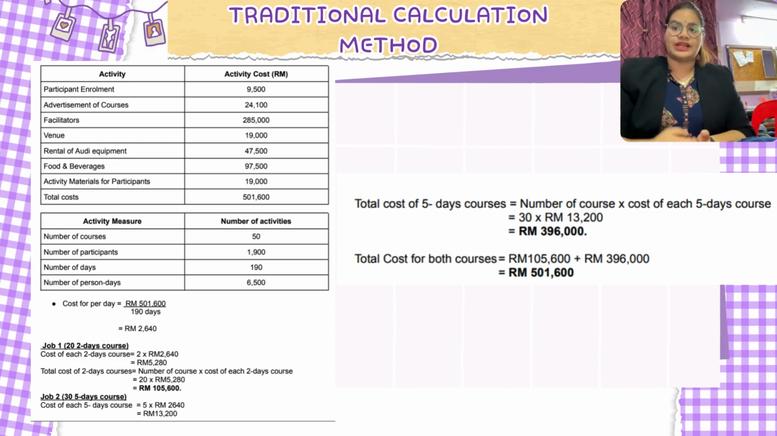First, they've calculated the cost per day, which is 2640, as can be seen on the slide. For the 2-day course, they got a sum of 105,600, and for the 5-day course, they got a sum of 396,000. So to calculate the total of both, we add 105,600 plus 396,000, and we get the total for both courses as 501,600.